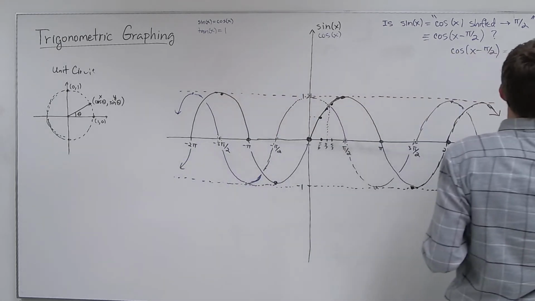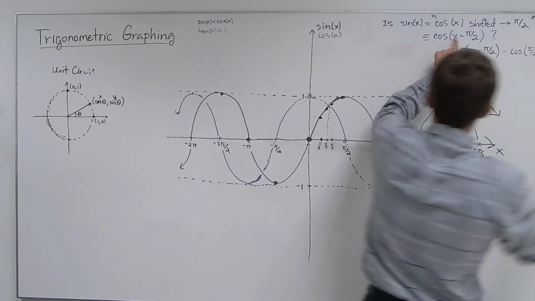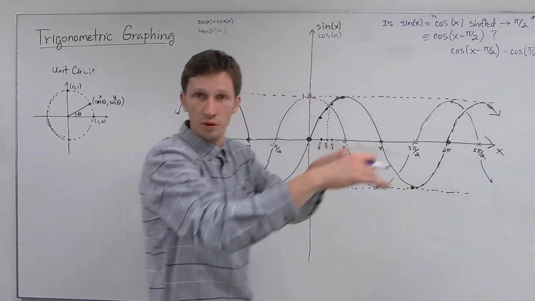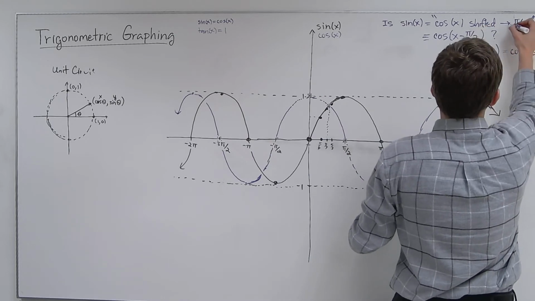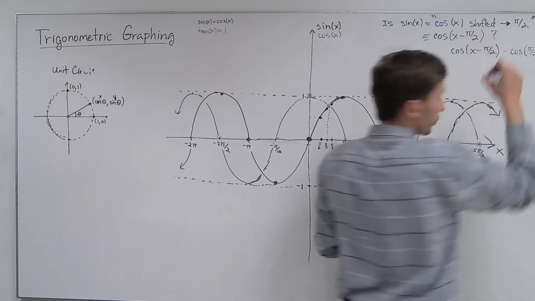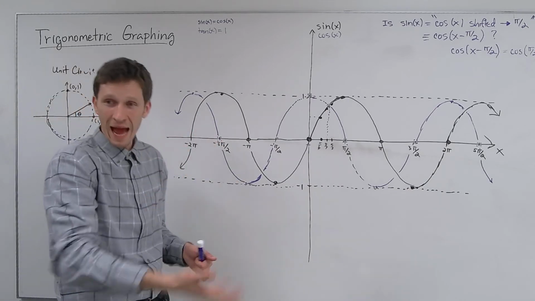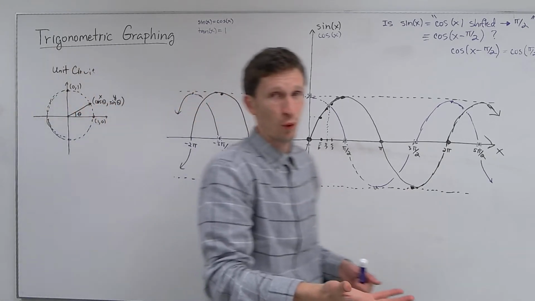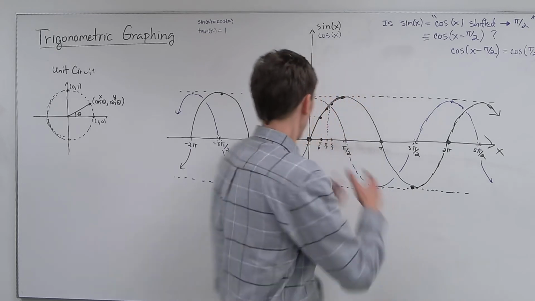So yes, indeed, sine of x is cosine of x minus pi over 2, the cosine graph shifted to the right by pi over 2. Really cool, right? So that's a little proof of that. In other words, they are exactly the same shape, exactly the same wave, just shifted by 90 degrees to the right, or pi over 2, from this one to that one.